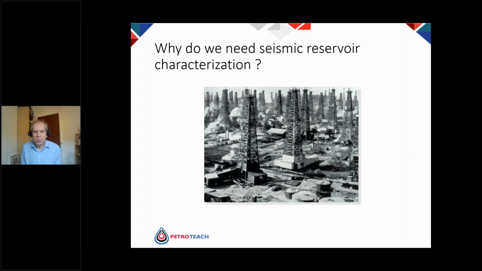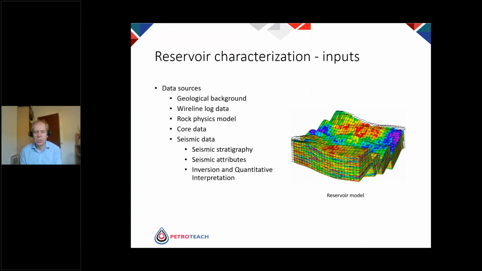Okay, because what we're trying to get out of it at the end of the day is a reservoir model. This is what the engineers and the drillers and the economists want to know. How much porosity is there, how much oil is in there. So the geophysics, the seismic, is a tool to give us a better reservoir model. Okay, and there are various sources of information: geology, well data, rock physics, core data if you have cores, and the seismic data, and it all has to be integrated.